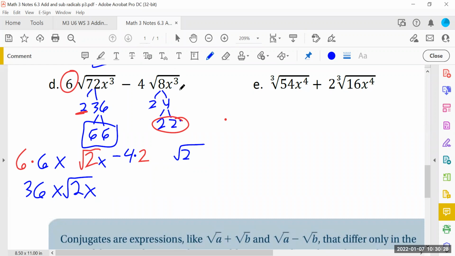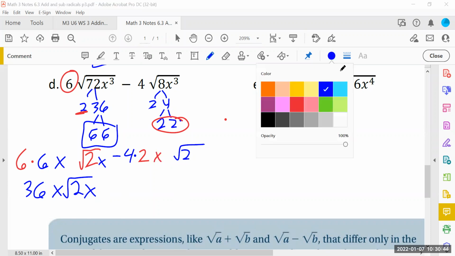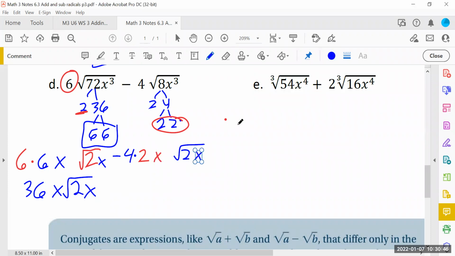The x's, I could take a set of x's out. One set of x's comes out. One x stays inside. This is going to make -8x root 2x.